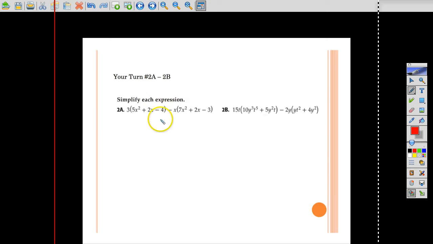So here's your turn, 2A and 2B. Just take your time, make sure you distribute everything. What you need to watch out for is a negative sign when you're multiplying. Then you combine the like terms and simplify your final answer.